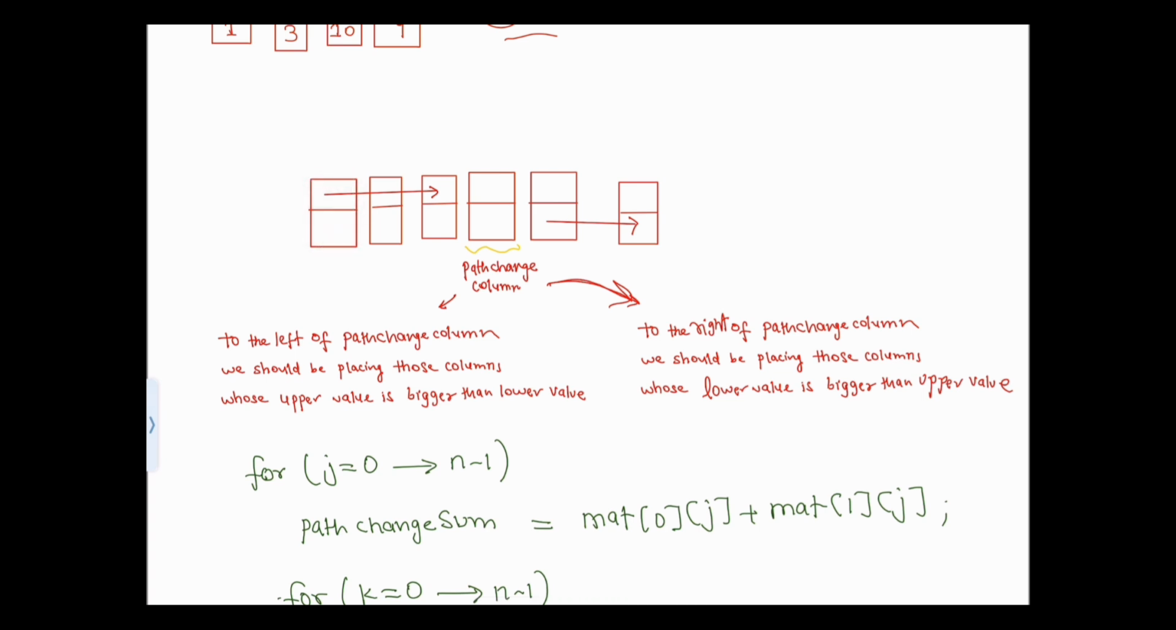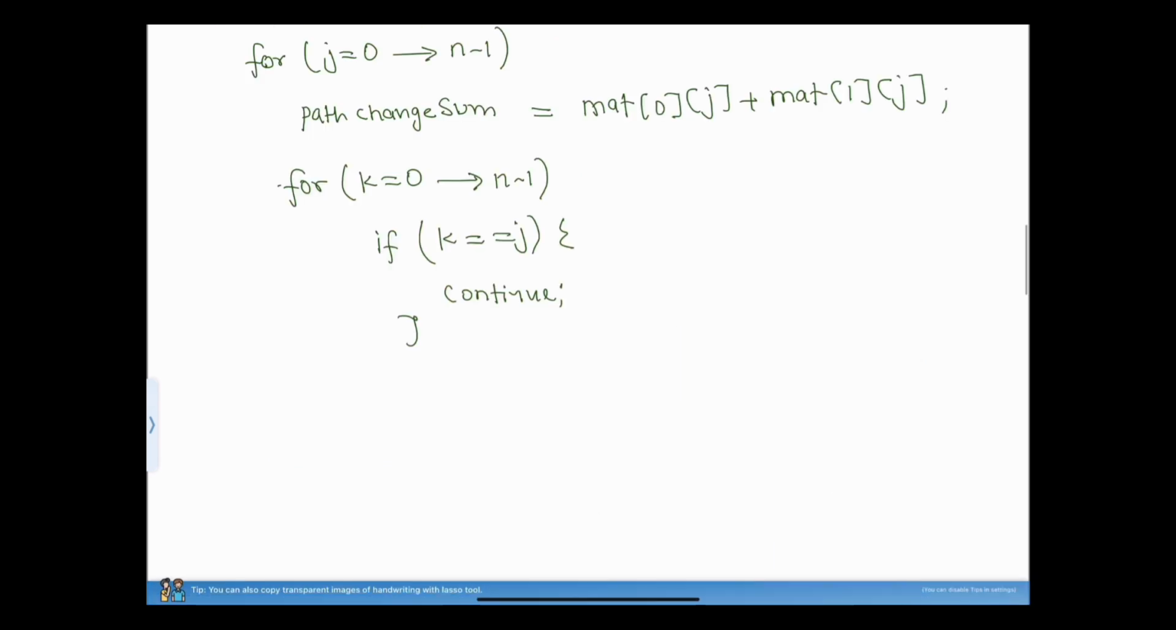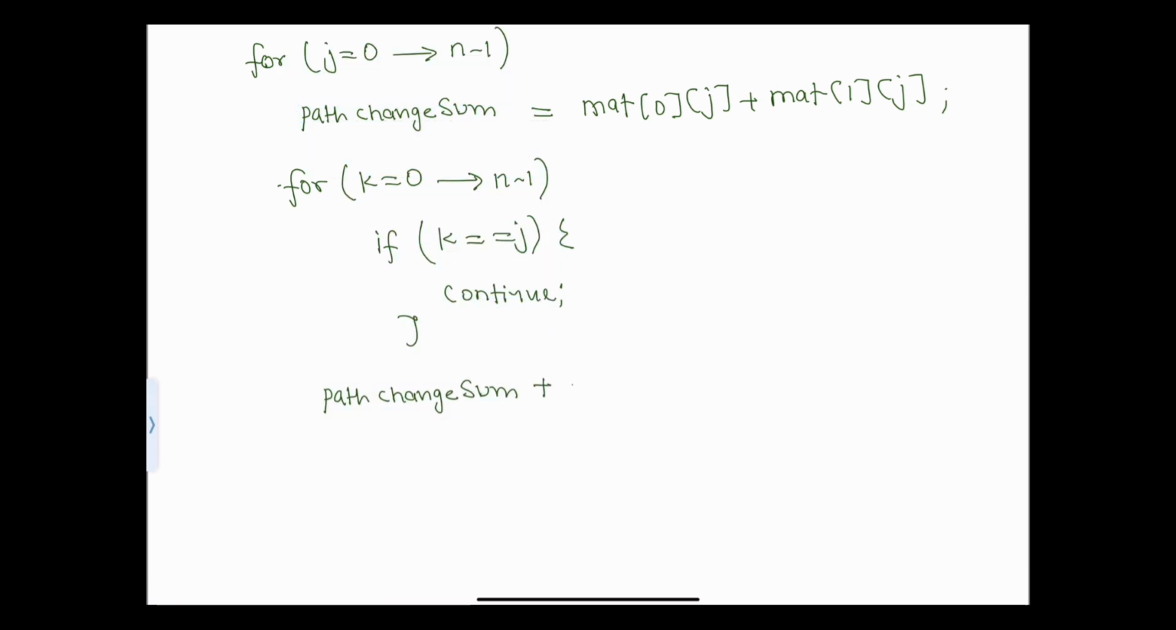What I said was the common thing between the left columns and the right columns is that we are adding the maximum of the two values of each column to our path change sum. It's just that these columns have values that are bigger on the upper side, and these columns have values that are bigger on the lower side. But we are basically adding the maximum of the two values of each column to our path change sum.